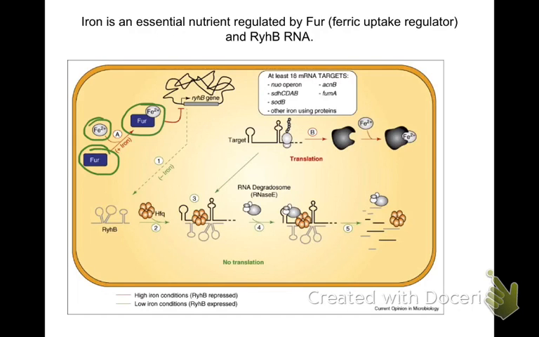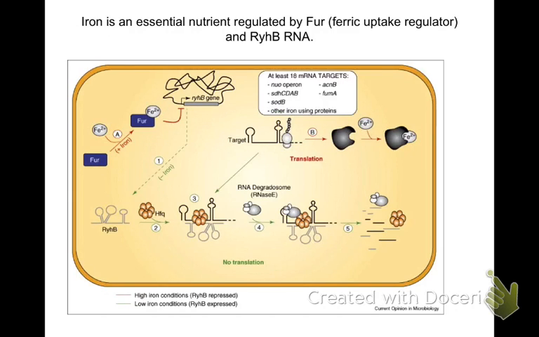So let's look at a situation where the cell is growing anaerobically first, and many cells do grow anaerobically, or at least under microaerophilic conditions. So here's Fur bound to iron, and it's active. It represses RyhB, and other operons then can transcribe and translate proteins that will bind to iron.